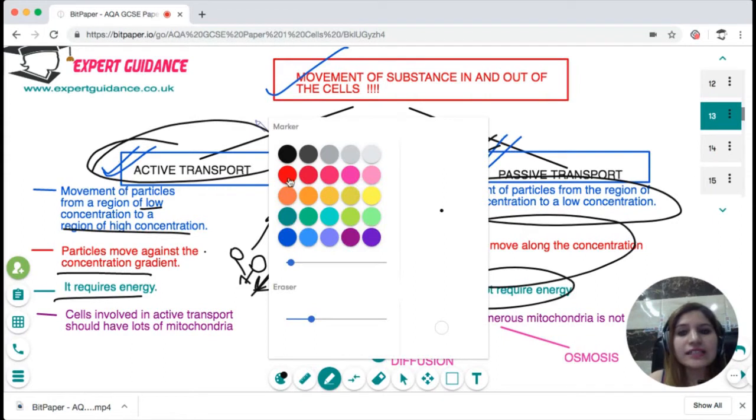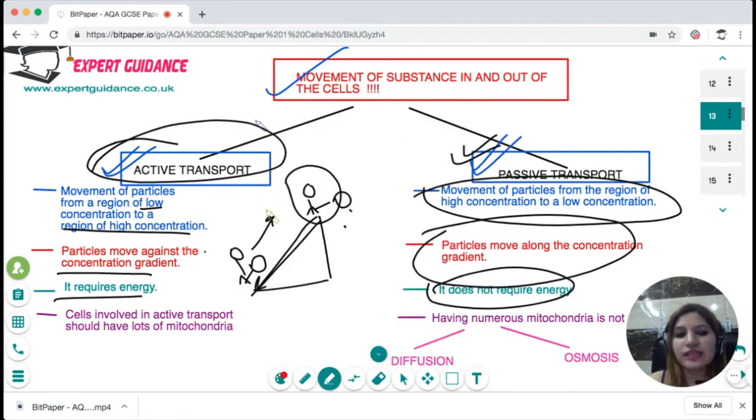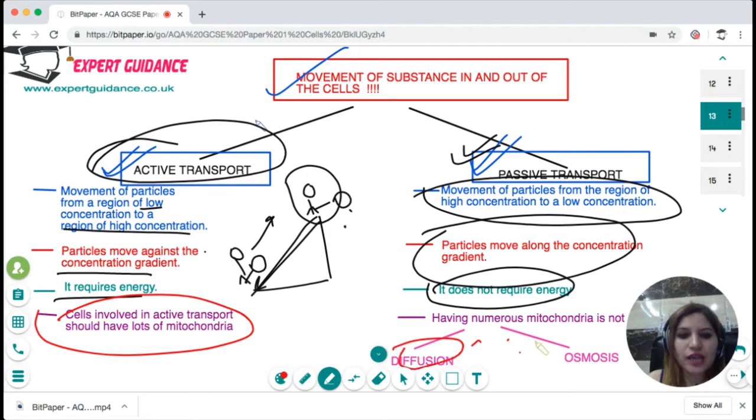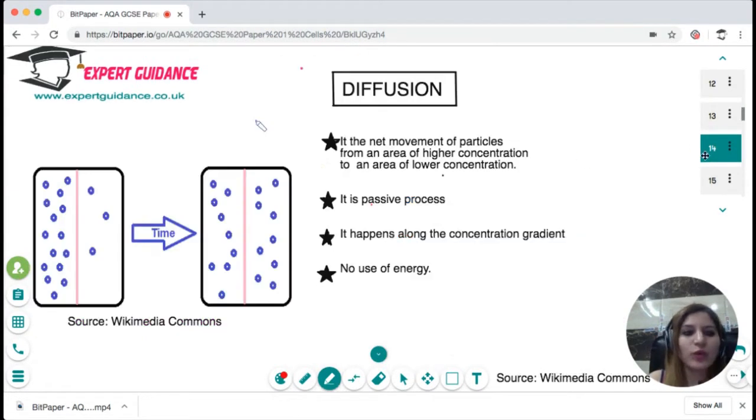Since active transport requires energy, and we know it is the mitochondria that are responsible for making energy for the cell, the cells involved in active transport have loads of mitochondria, and in passive transport, having numerous mitochondria is not a requirement. Passive transport is of two types, diffusion and osmosis. Now, let us see what diffusion is and what osmosis is.